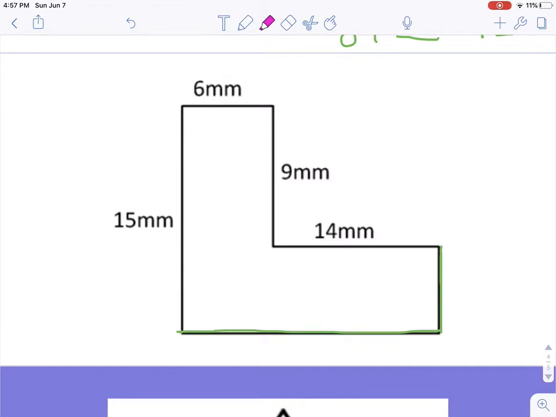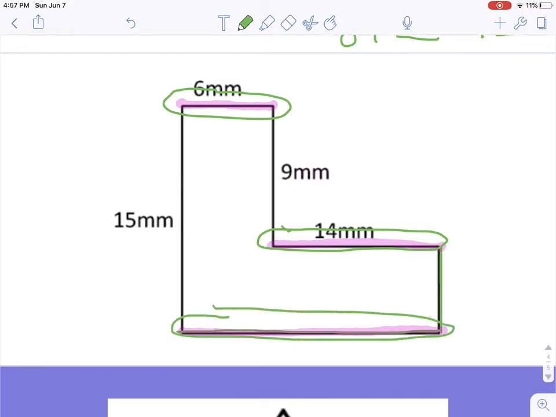So I'm going to figure out this big side first. I'm going to highlight that. And I'm also going to highlight the ones that are going the same direction. They're going side to side, not up and down. It looks like if I add this side plus this side, I'm going to get the total of this side. This time I can just do 6 plus 14. What total does that give me for that big side? 6 plus 14 gives me 20 millimeters.